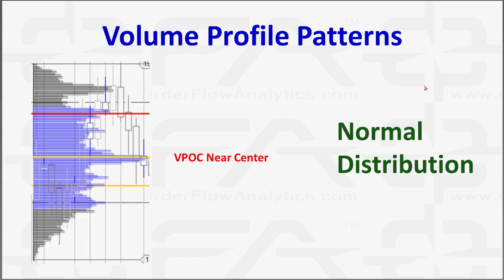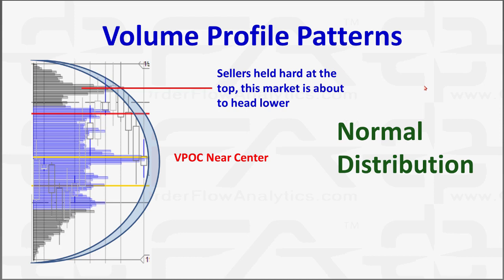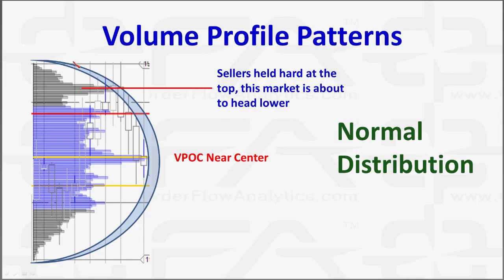What we see in the normal distribution is VPOC typically is near center. We get a nice bell-shaped curve. Now in this specific profile, you'll see a volume distribution and a high volume area up at the top right here. What this is saying is this market is about to head lower. You got to finish to the upside.